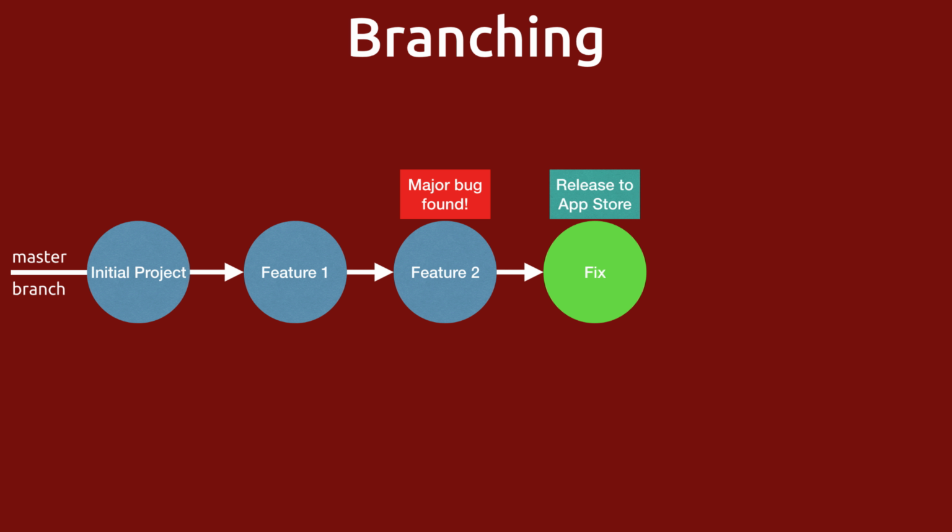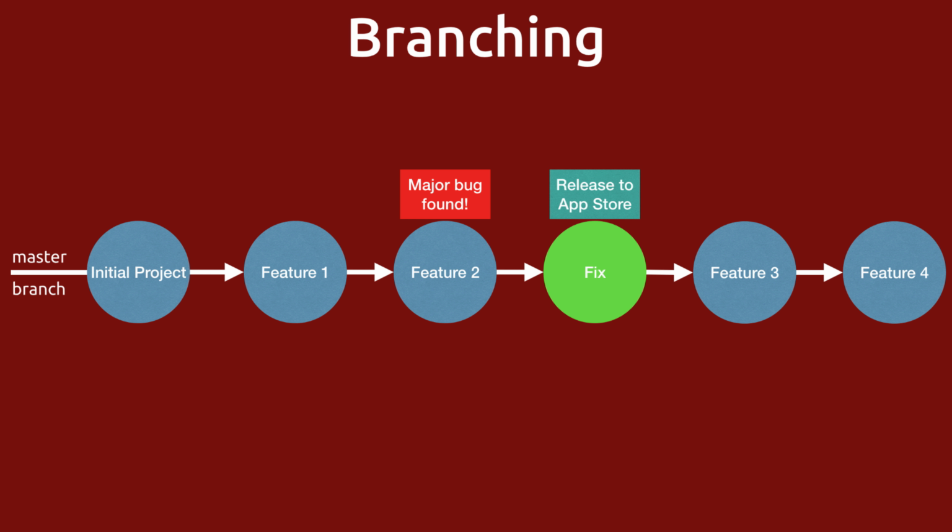Because remember, you want to get it out as soon as possible so users don't complain. And then after that is done, then you can reapply features 3 and 4 on top of that fix and handle any code that might be conflicting because of that fix. So is there an easier way of handling this scenario? Yeah, there is. And that is with the use of another branch.